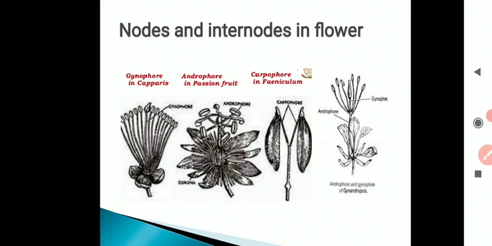The third internode between androecium and gynoecium is known as gynophore. That is, the female flower is present on an internode. So the internode is between the androecium and gynoecium. That's why it is called a gynophore, and it is present in Capparis flower.